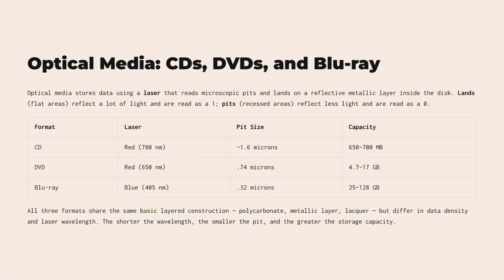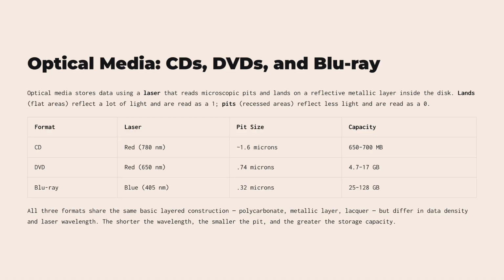Optical media, CDs, DVDs, and Blu-ray discs store data using a laser. The core mechanism is elegantly simple. The data layer inside the disc has microscopic features that either reflect a lot of light back to a sensor, which reads as a 1, or reflect less light, which reads as a 0. All three formats share the same basic layered construction. You have a polycarbonate base, a metallic data layer, and a lacquer coating on top.